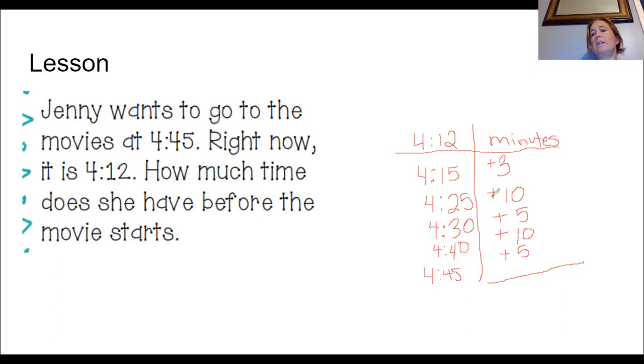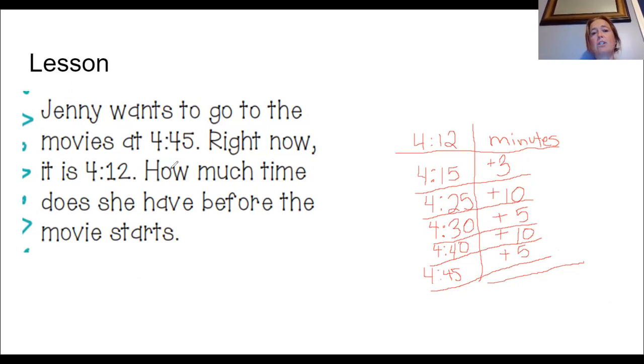Okay. When you're doing this, make sure that you're keeping the number of minutes that you're adding to the time beside the time. That way, you're not getting confused about where you are in your calculations. You don't have to draw these lines, but it is important that you leave the addition of minutes beside the time that it comes to. So 4:12 plus 3 minutes is 4:15. 4:15 plus 10 minutes is 4:25, and so on.